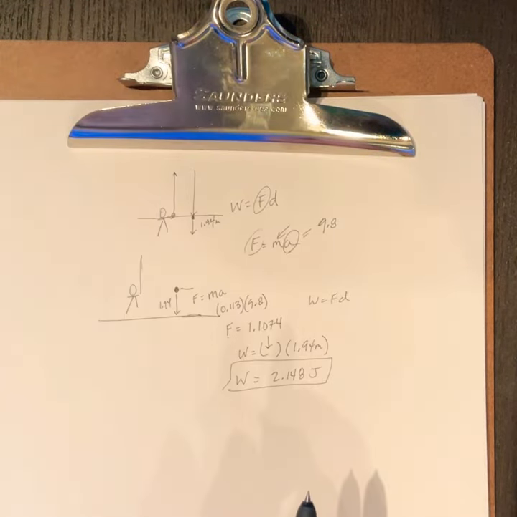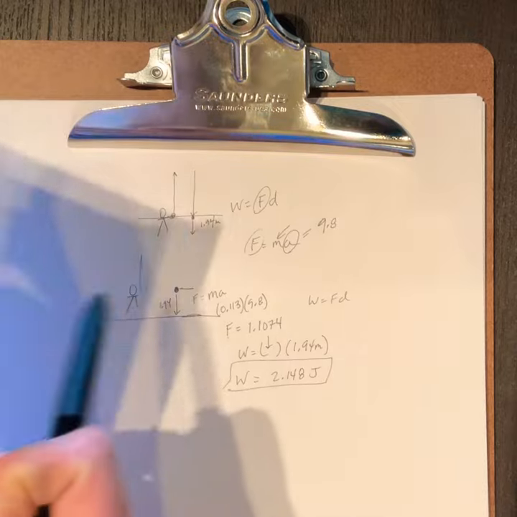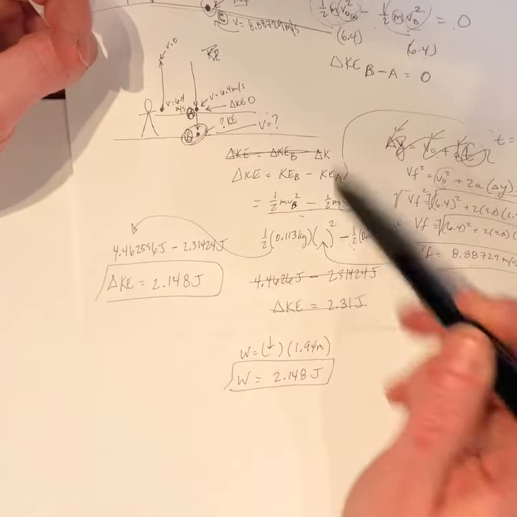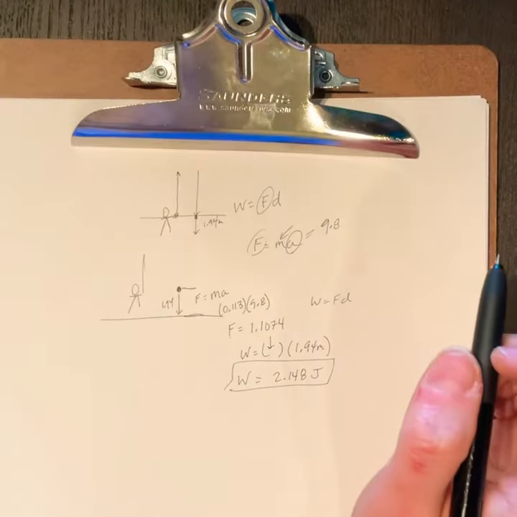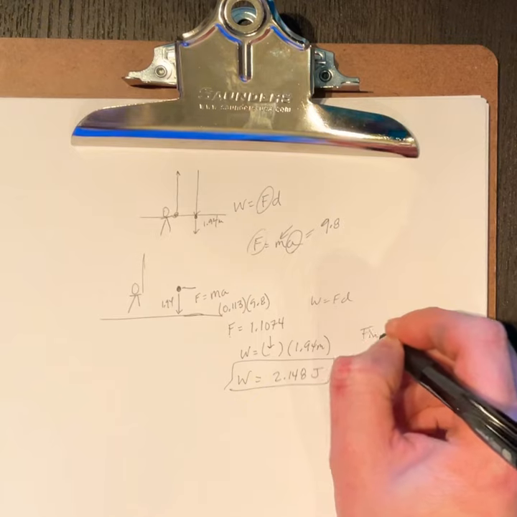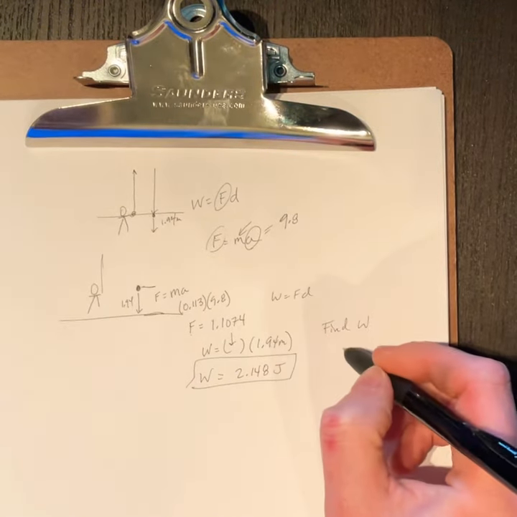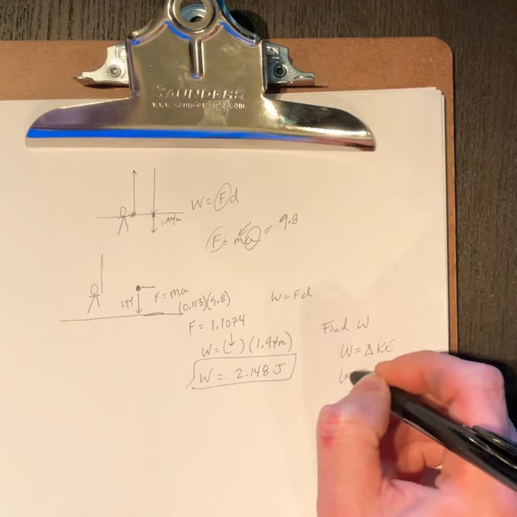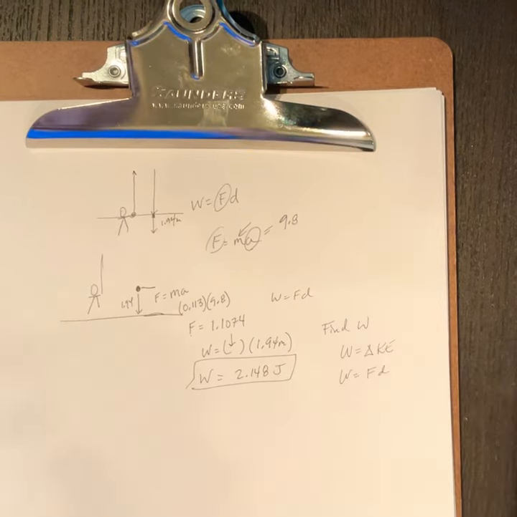Oh, wrong paper. But that correlates to what we got initially when we calculated it this way with the change in energy. So you can find work with work equals the change in kinetic energy, or work equals force times distance, or displacement.